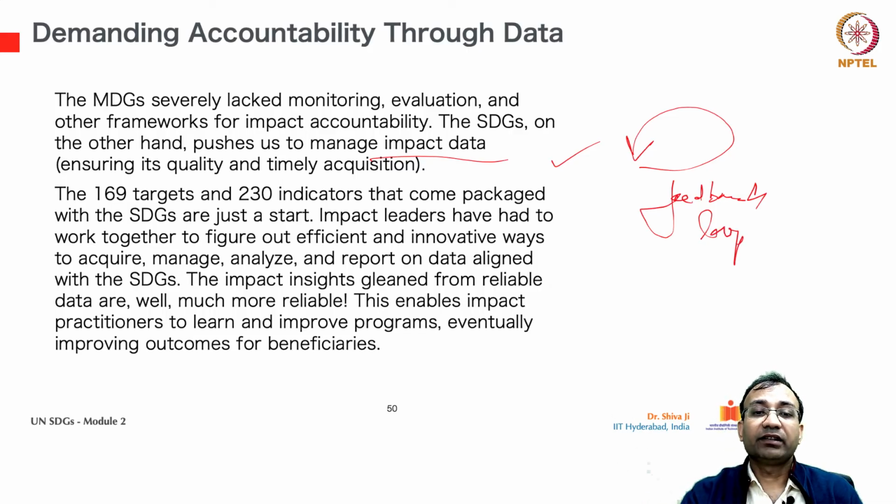The 169 targets and 230 indicators that come packed with the SDGs are just a start. Impact leaders have had to work together to figure out efficient and innovative ways to acquire, manage, analyze, and report on data aligned with the SDGs. The impact insights gleaned from reliable data are, well, much more reliable. This enables impact practitioners to learn and improve programs, eventually improving outcomes for beneficiaries.